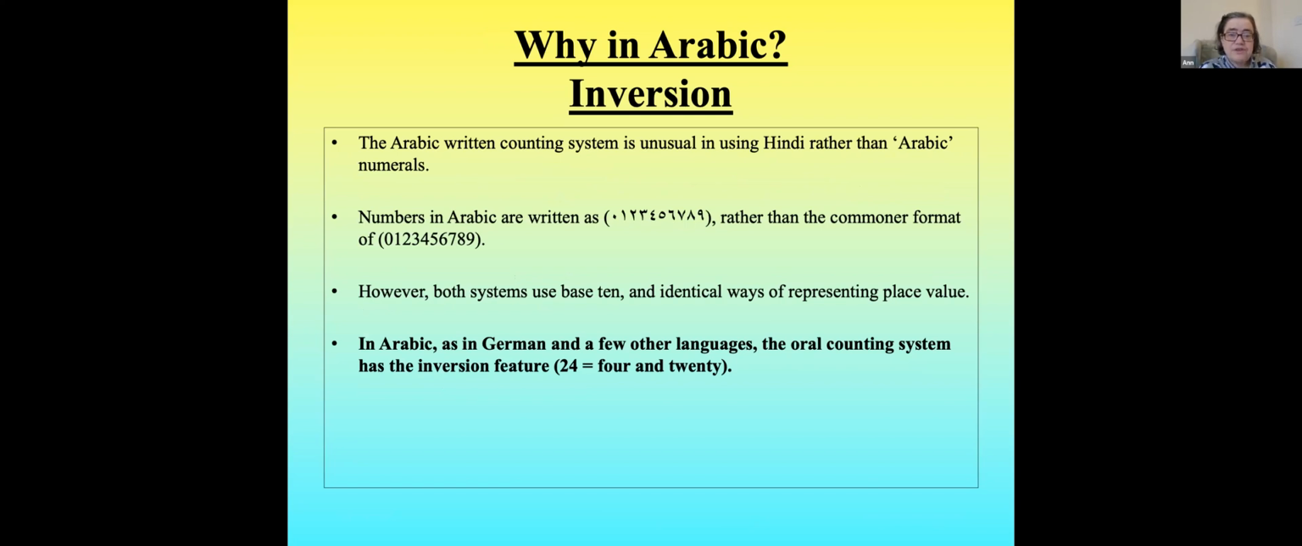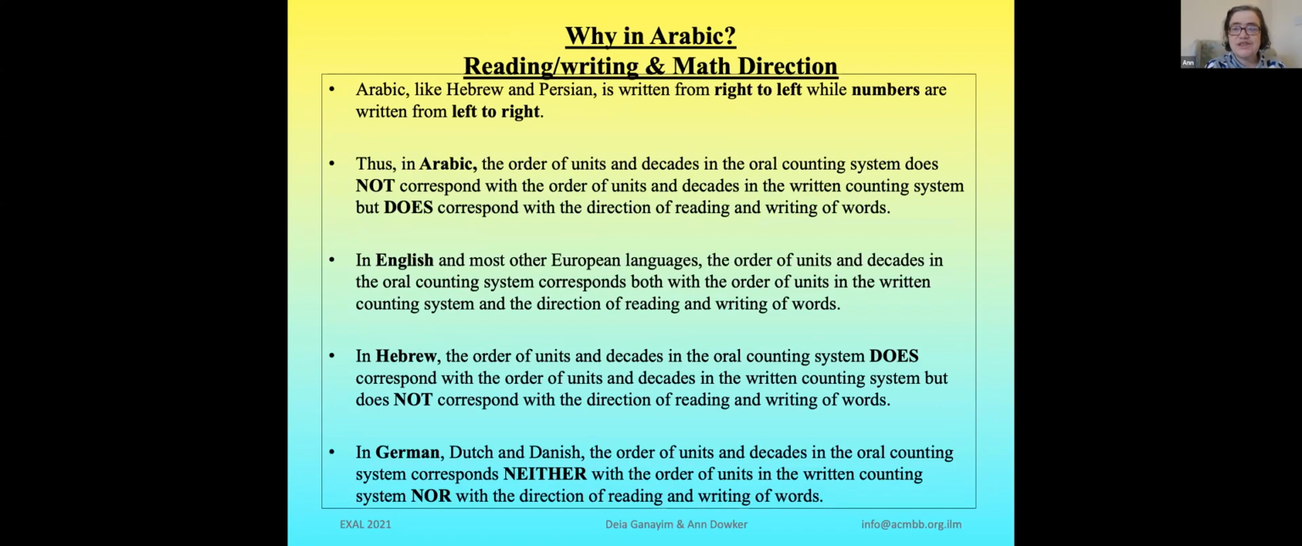So the Arabic written counting system is unusual in that, rather ironically, it doesn't use Arabic numerals, it uses Hindi numerals. But both systems use base 10 and represent the place value system in identical ways. And in Arabic, as I've said, there is the inversion feature. Next slide, please.